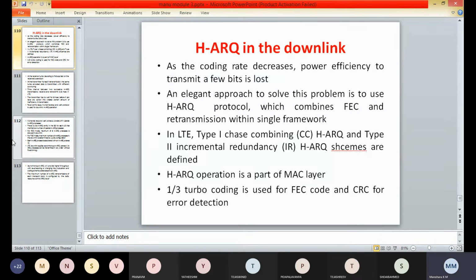So at the transmitter, for each transmission or retransmission, the same turbo encoded data is transmitted with different puncturing. Each of these transmissions or retransmissions has a different redundancy version, and each is self decodable.